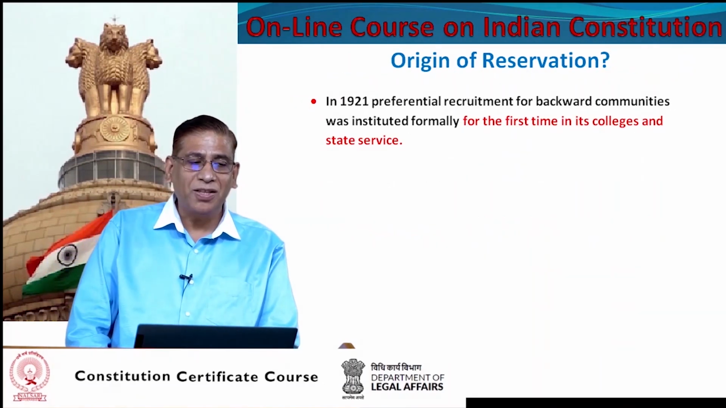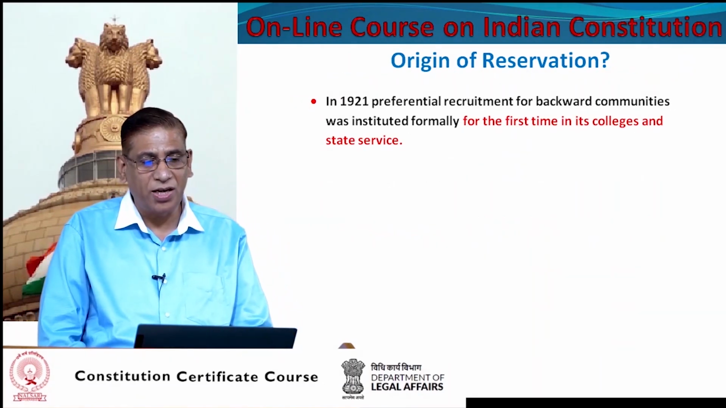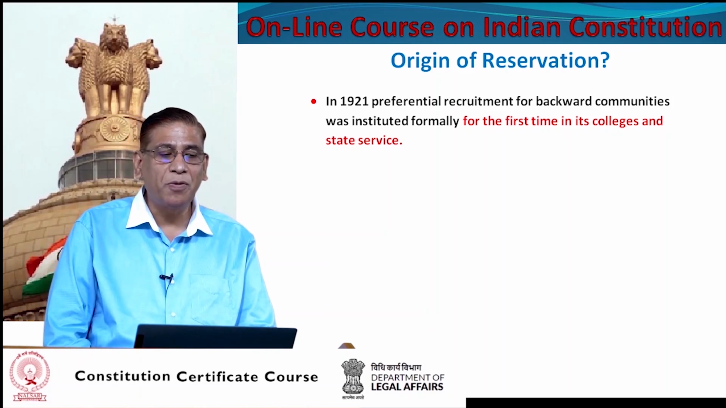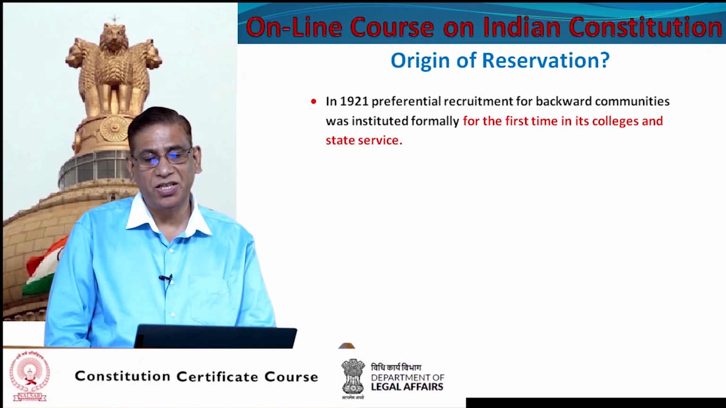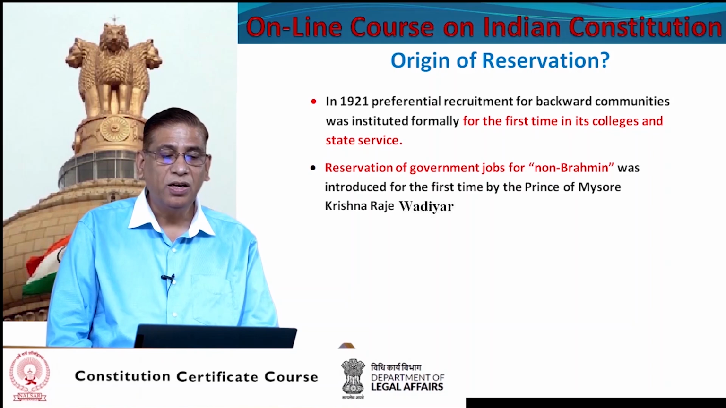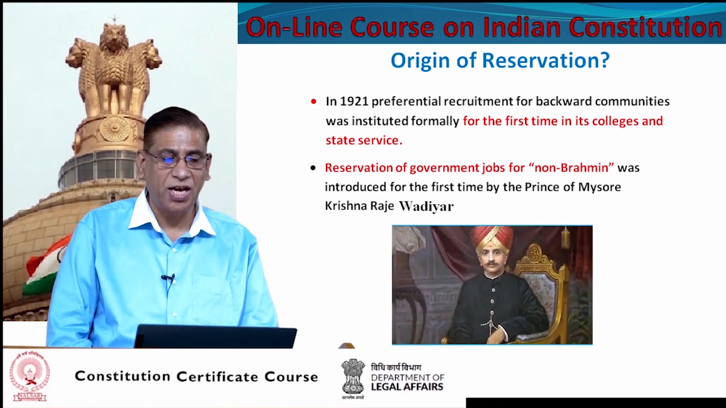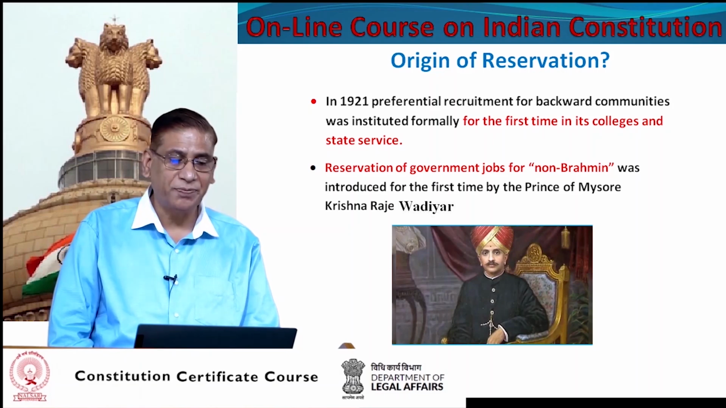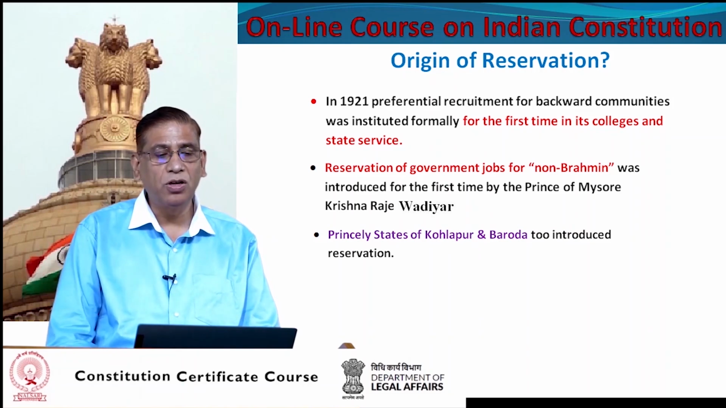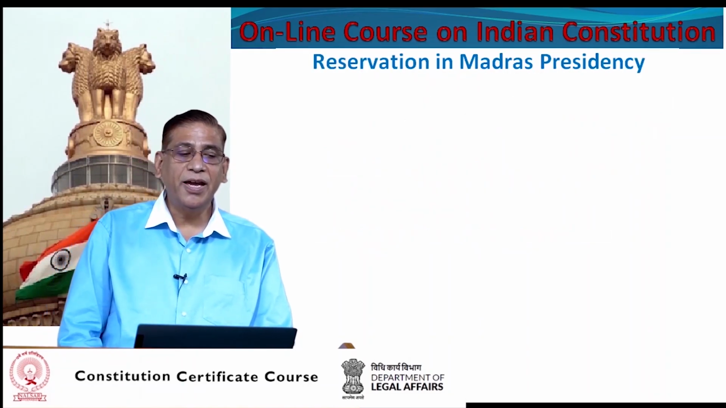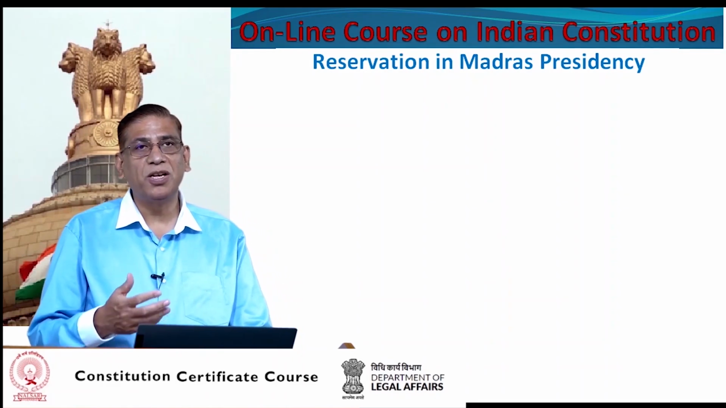Now, if you look further, in 1921, preferential recruitment for backward communities was instituted formally for the first time in colleges and state services of Mysore. In 1921, reservation of government jobs for non-Brahmins was introduced for the first time by the Maharaja of Mysore, Krishna Raja Wodeyar. Then the princely states of Kolhapur and Baroda also followed reservation policies.